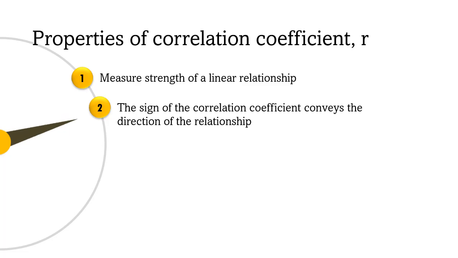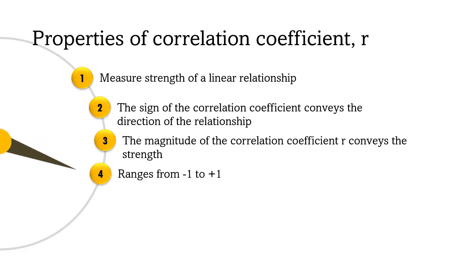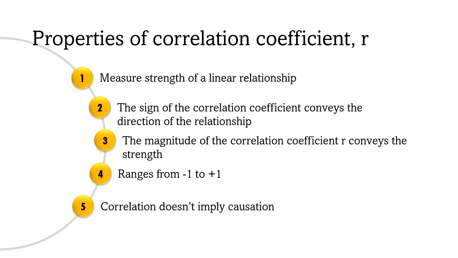The value or the magnitude of this correlation coefficient conveys the strength of this association or relationship, and it can vary. So we'll see that the strength of association could be a moderate association or a very strong association depending on the value of this correlation coefficient. And this value ranges from -1 to +1. But we have to be very cautious that this correlation doesn't imply causation.